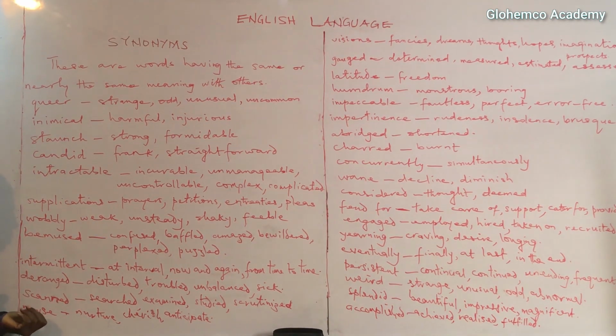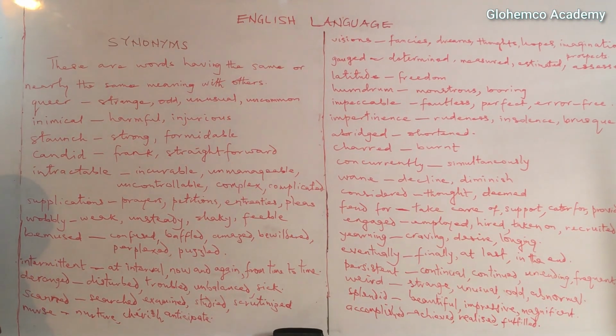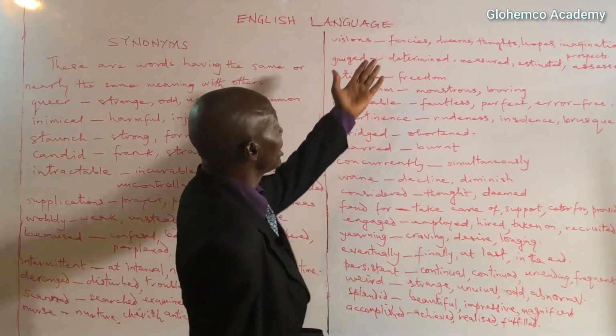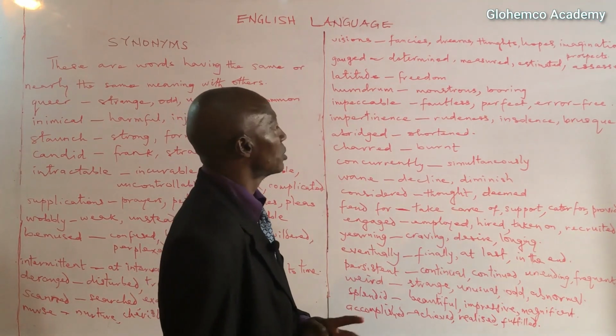Then the next one is nurse. Now, the nurse we are talking about here is not the noun. The noun is he or she that works with the doctor in a hospital. That's for the noun. But this one is a verb. So you have to nurse something, to nurse an idea. You are nursing an idea to become an engineer, and so on and so forth. So we have cherish or anticipate. Then visions, fancies, dreams, thoughts, hopes, imaginations, prospects.